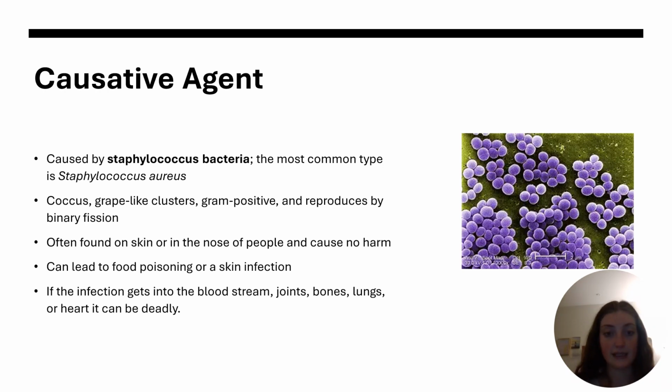They are often found on the skin or in the nose of people and usually cause no harm, but they can lead to food poisoning or a skin infection. If the infection gets into the bloodstream, joints, bones, lungs, or heart, it can be deadly.